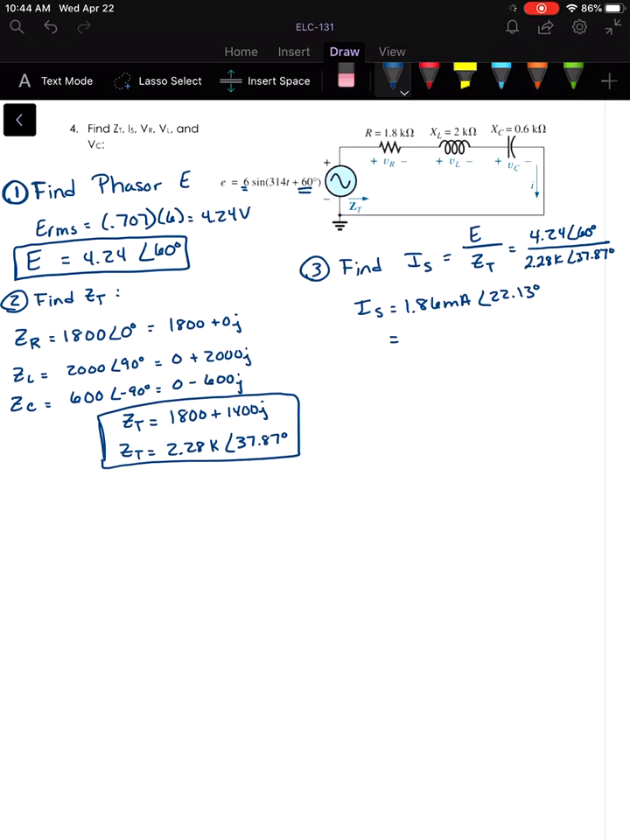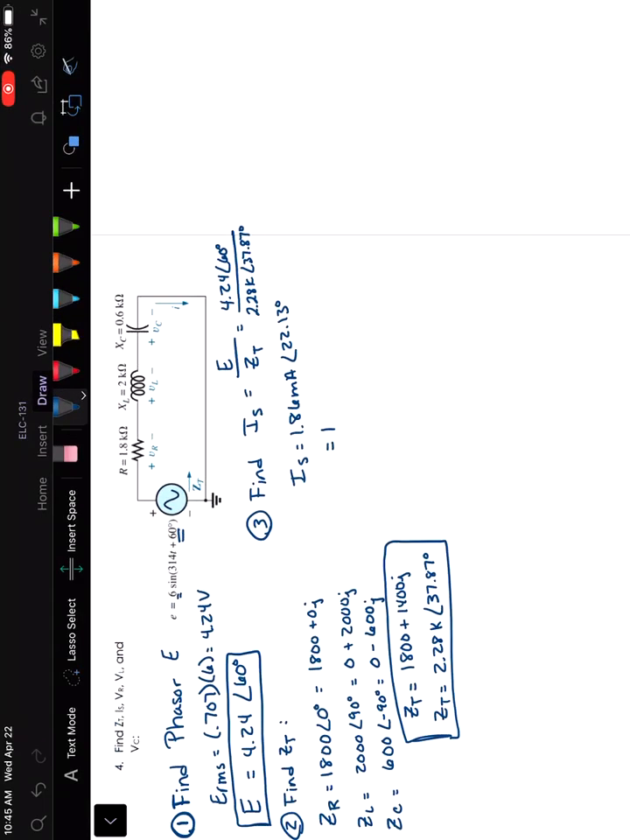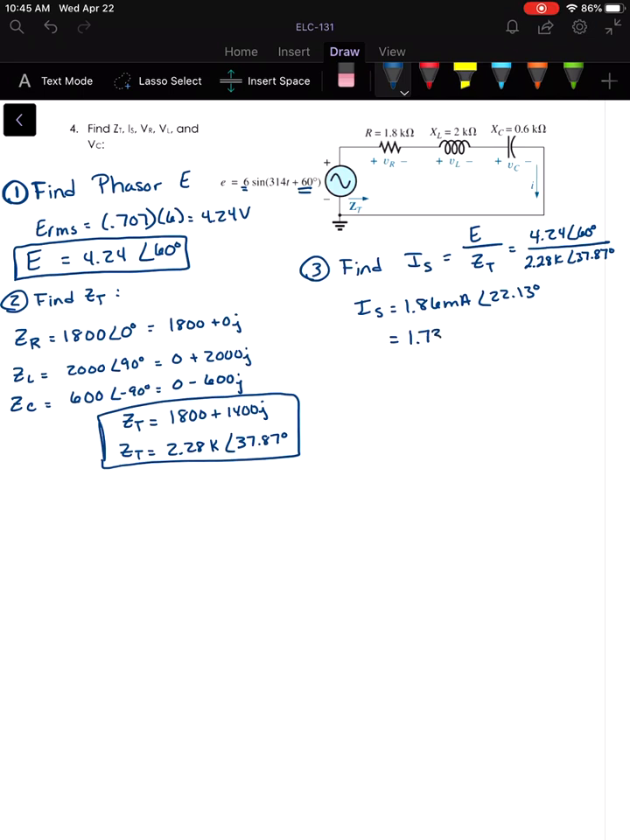Or if you want that in rectangular form, that's 1.73 milli plus 0.7 milli times J. Again, you can use either form that you want to here.